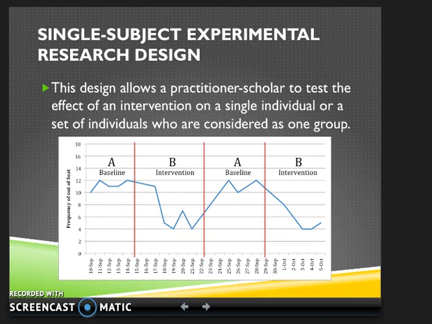The third type of experimental research is single subject experimental research design. This kind of design allows a researcher to test the effect of an intervention on a single individual or a set of individuals who are considered as one group. So if you work with special needs kids, usually you might have a smaller sample size, and single subject experimental research becomes very handy in that case. In the module content, I have a link where you can read further if you're interested in particular single subject experimental research.